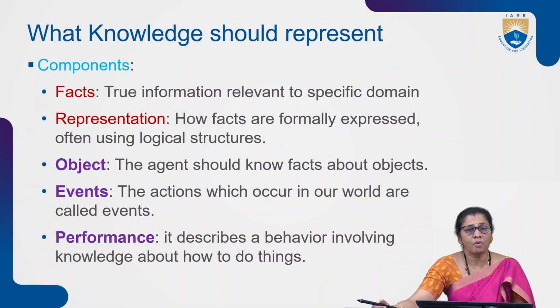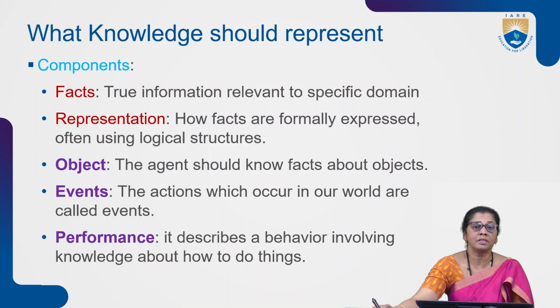Next, we'll see what knowledge has to be represented. What are the components of knowledge representation? First thing is facts. Facts are the things which we already know and which are already proven, so true information relevant to a specific domain. Whenever we are talking about a domain, the facts have to be related to the domain. And then representation: how facts are formally expressed, often using logical structures.